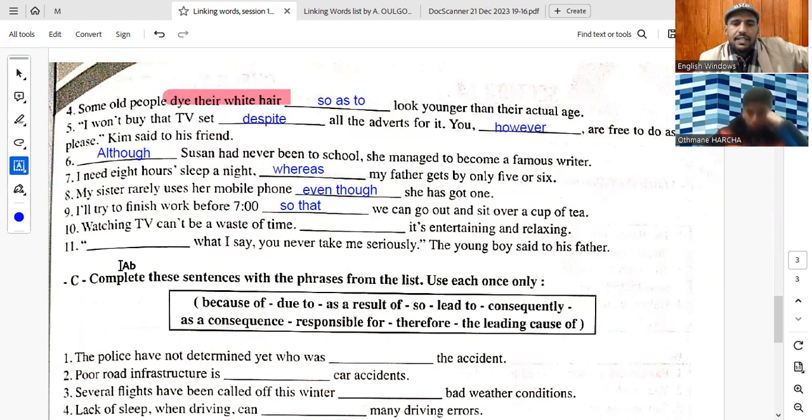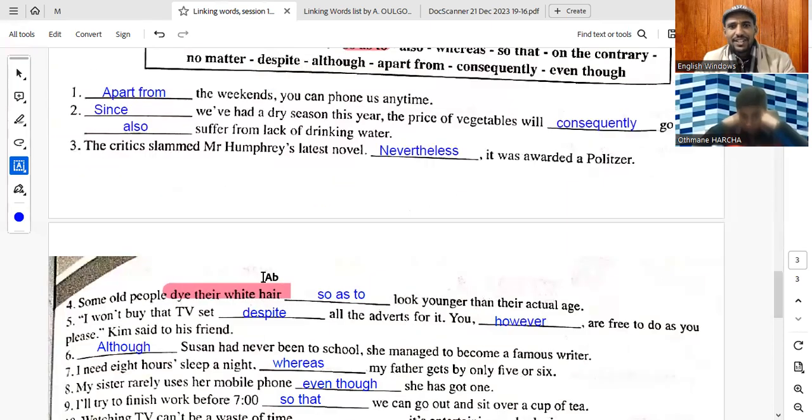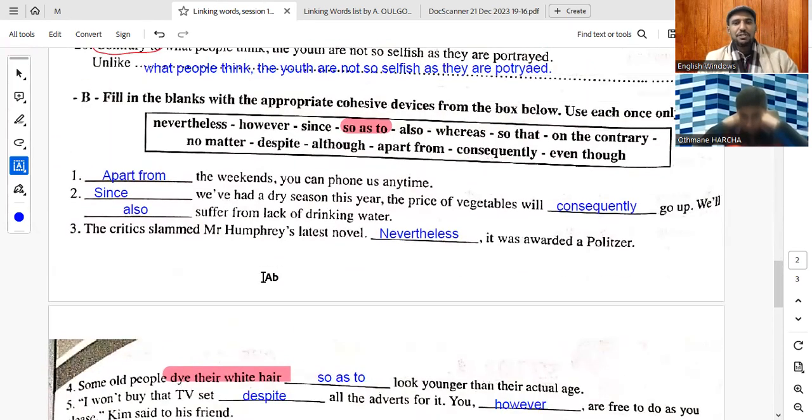Number 10, watching TV can't be a waste of time. مشاهدة التلفاز لا يمكن أن يكون مضيعة للوقت. It is entertaining and relaxing. يلا دابا أنت كتشوف هنايا, right, what you know we have different ideas here, right. عندنا جوج أفكار مختلفة. That TV is not a waste of time. على العكس من ذلك it is entertaining. What is it? So that. كنعبروش على لو بوت هنا, right.